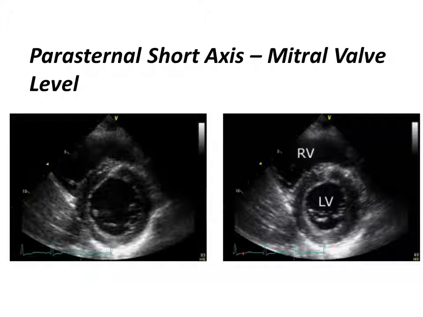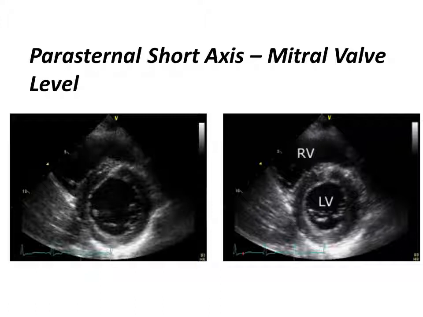So this is the parasternal short axis view at the level of the mitral valve. Hopefully, if you had the mitral valve right in the center of your screen in the parasternal long before you rotated the probe, this is the first view you're going to get. The left is the screenshot, and the right is the labeled view.